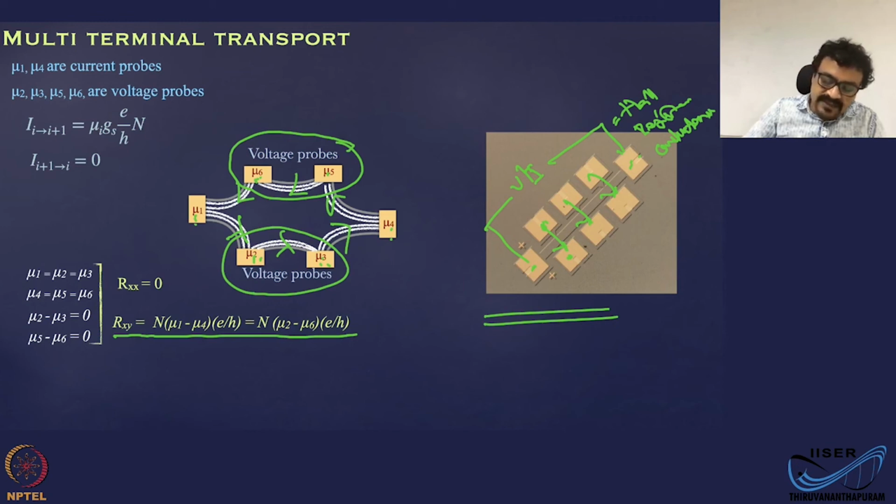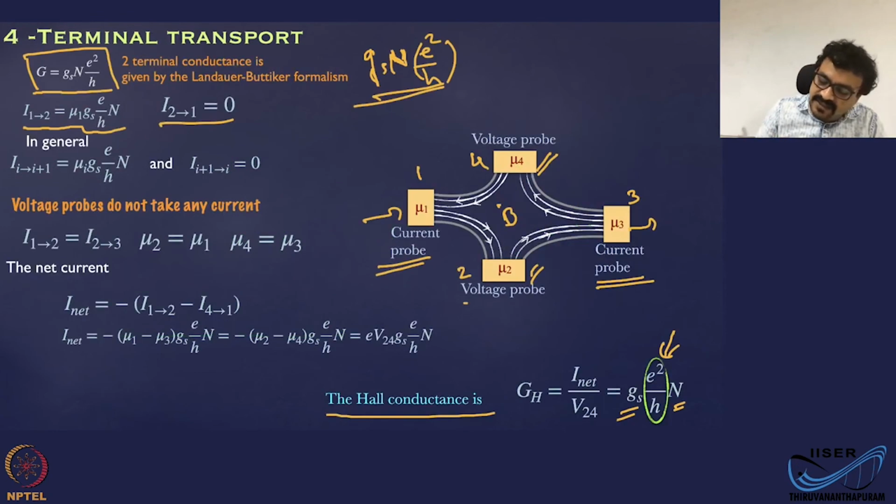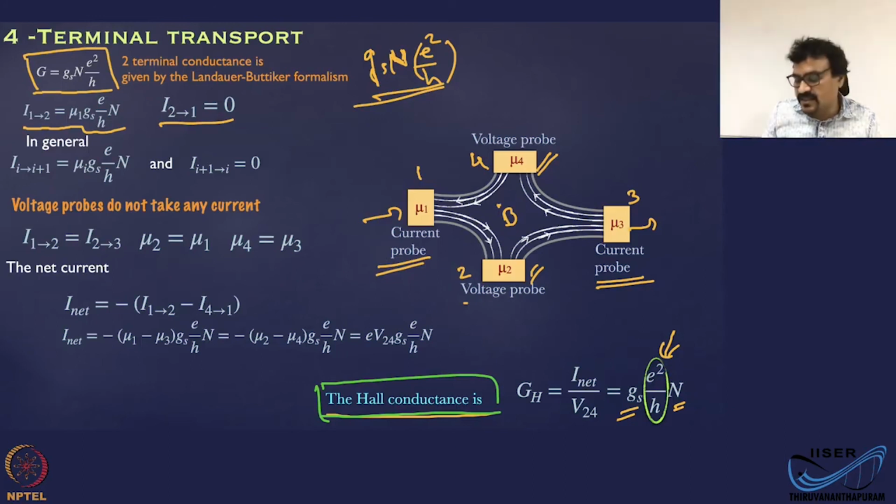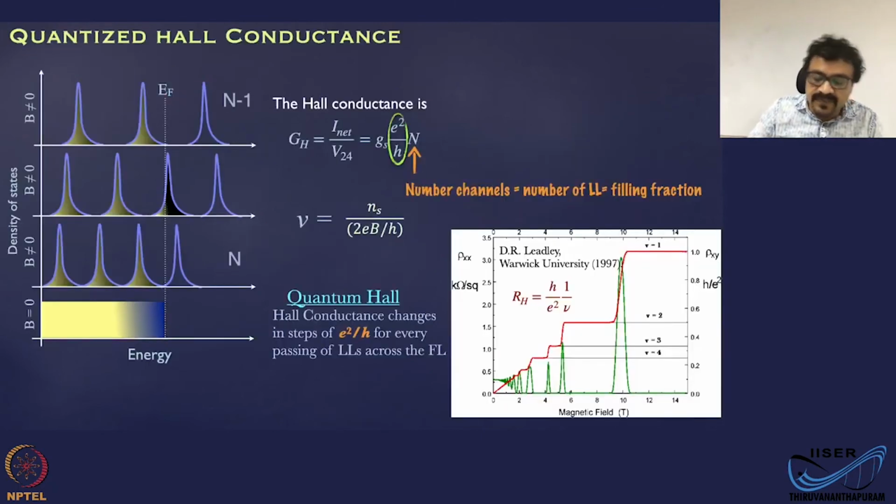Now, let us revisit the quantization that we mentioned here. What we are seeing here is the Hall conductance, and the inverse of that is the Hall resistance, that is quantized in n, the number of channels. And the quantized value is e square by h, that is the conductance, and h by e square will be the resistance. Okay.